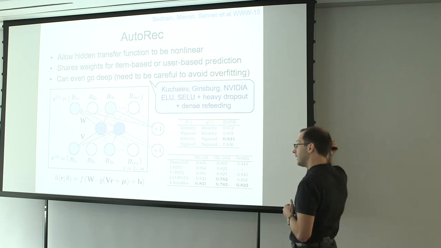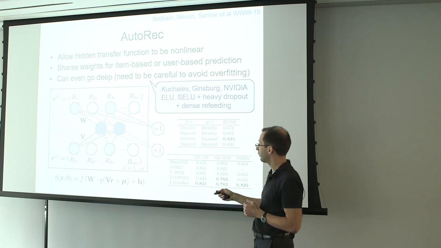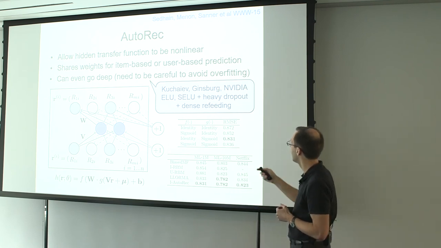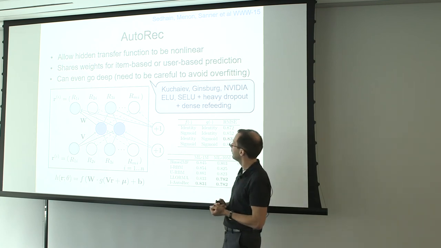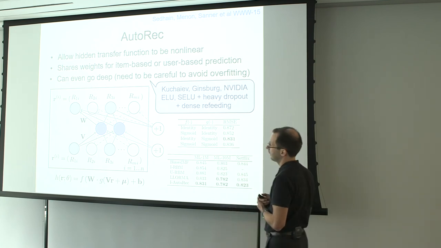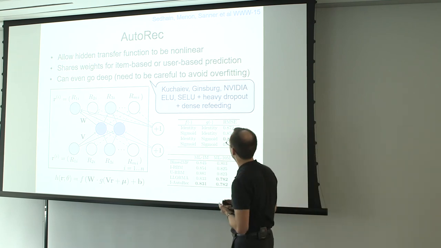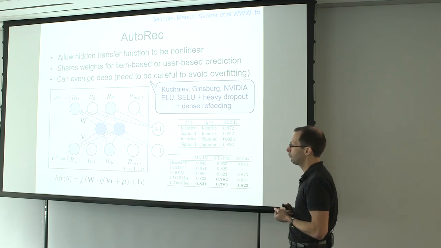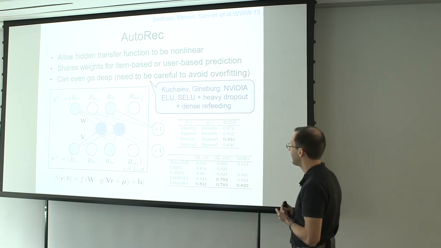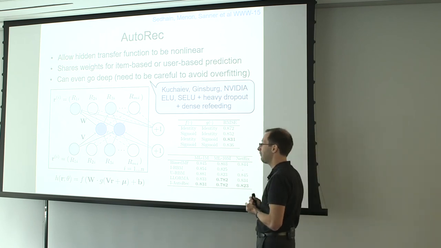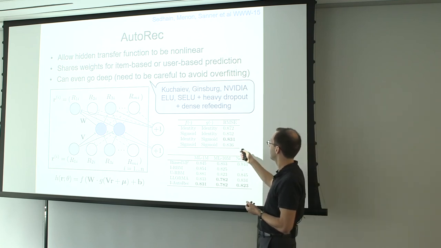So some folks at NVIDIA had a publication last year, 2017. They picked up on this thing called AutoRec, autoencoding for recommendation. They point out a few things. First of all, that you need to use the ELU or the SELU as your nonlinear transform. For various reasons, they point out that works much better than, say, a ReLU. If you go deep, you really have to use heavy dropout to prevent overfitting. And then they had a third trick, which I probably would have told my student, no, don't ever do that. That's a bad idea. They call it dense refeeding.